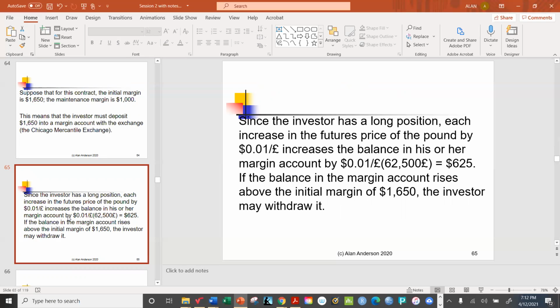If at any point the balance in your margin account rises above the $1,650 initial margin, then you can just take it out. It's yours to keep. So let's say your balance rises to 2,000, you can then withdraw $350, but you can't go below the initial margin.